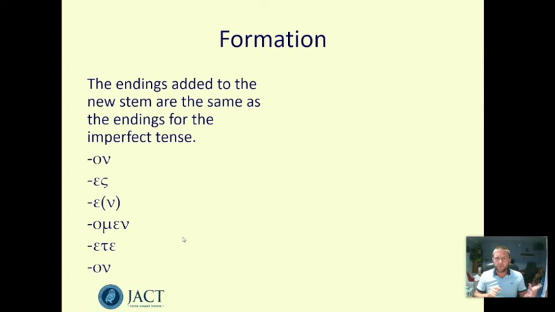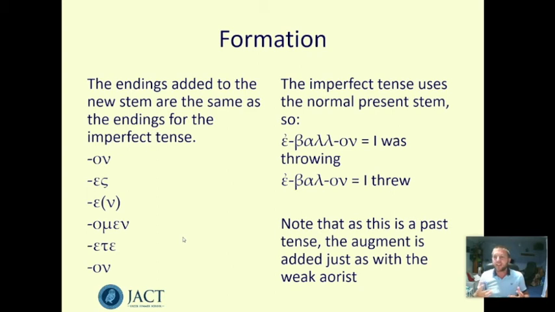So you might say, well, hang on, it's got an augment. It's got the same endings as the imperfect tense. How do we know it's not the imperfect tense? And the answer is that stem. The imperfect tense uses the normal present stem. So here we've got eballon with the double lambda, I was throwing. Eballon, I threw with the single lambda. Definitely aorist. So it's that stem that will tell you the difference between a verb being imperfect and aorist. And as we've mentioned, this tense always has an augment. It is a past tense.